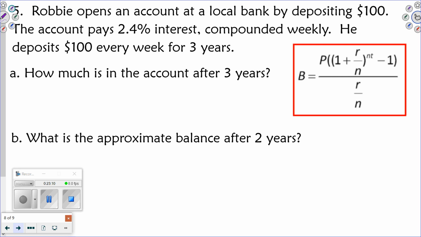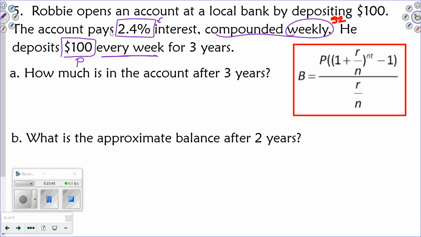Okay. Again, you need to read carefully because every problem from here on out will use the words compound. They all will. Every formula, the bottom 4 formulas all have an end value in them, which is compounded. So you have to look at, okay, so 2.4%, that is my interest, right? That's your rate. It's compounded weekly. What's weekly? That's 52. And he deposits $100. That's my P. Every week.